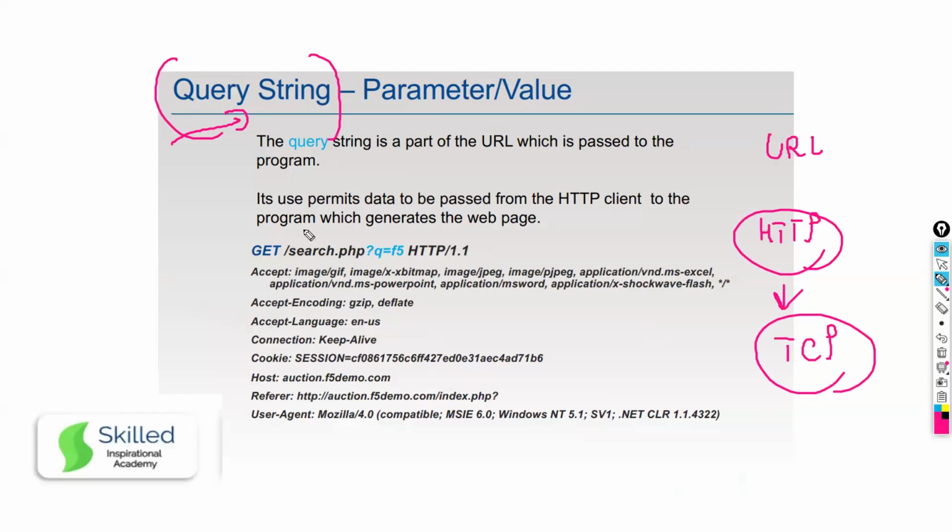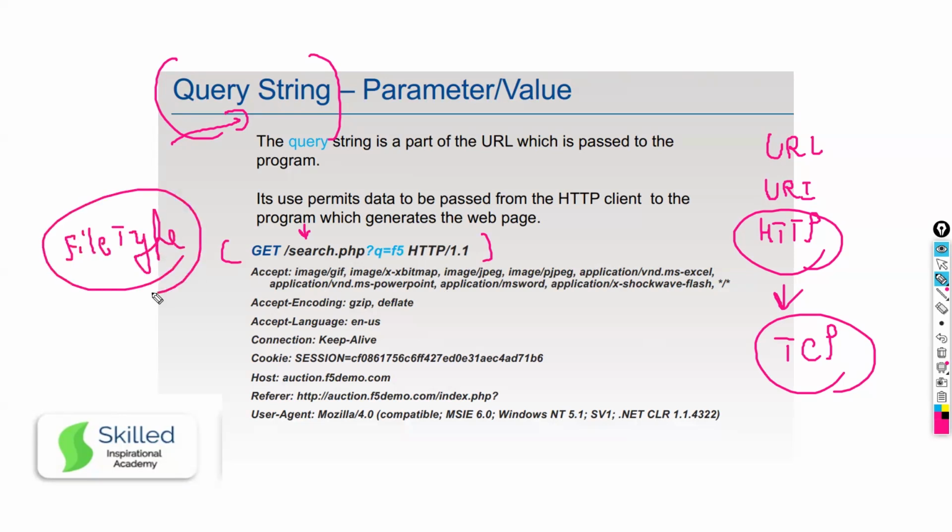So query string is nothing. You have a URI. You should know what is URL, what is URI, and what is a parameter. Can someone tell me, in this whole web page, what is the file type? Does anyone know what is file type? File type is PHP. And what is the parameter? This is the parameter. What is coming after this question mark? See, we only access the web page, but have you ever seen this parameter? What is coming under it? So this is a parameter.